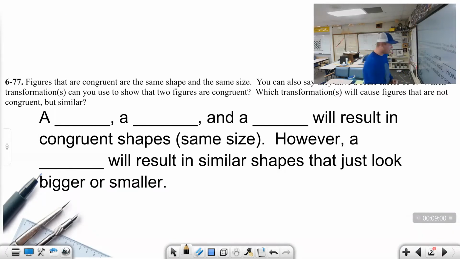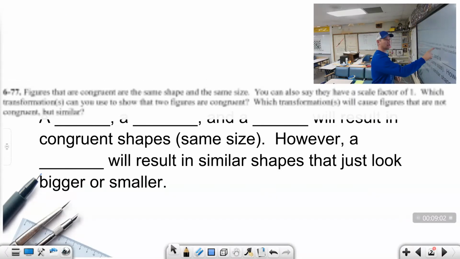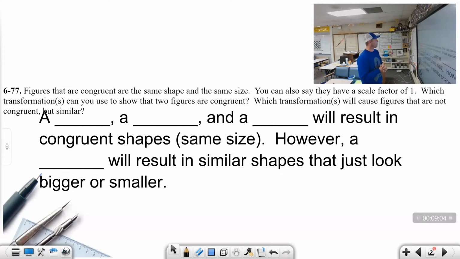Now, you have a blank to fill in for problem 677. Figures that are congruent are the same shape and the same size. You can also say that they have a scale factor of 1. Which transformations can you use to show that 2 figures are congruent? Which transformation will cause the figures that are not congruent but similar?